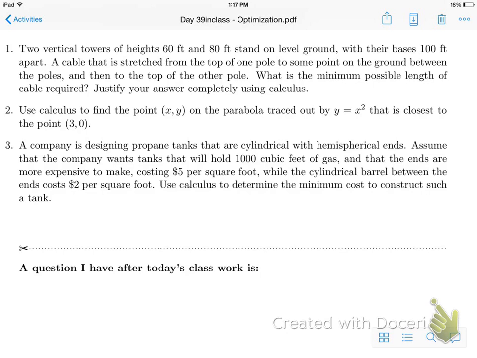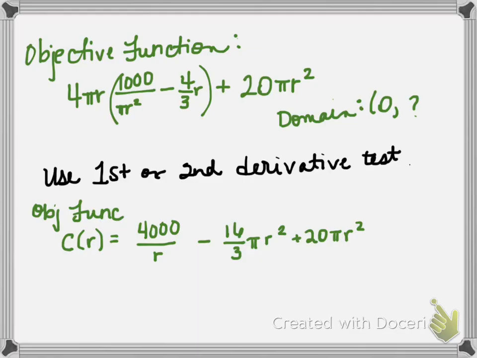Let's go back to the question and see what the question asks us. It says, use calculus to determine the minimum cost to construct such a tank. So our answer should be the minimum cost. So let's go back and calculate that. We need to take that critical value and input it into our objective function right here.